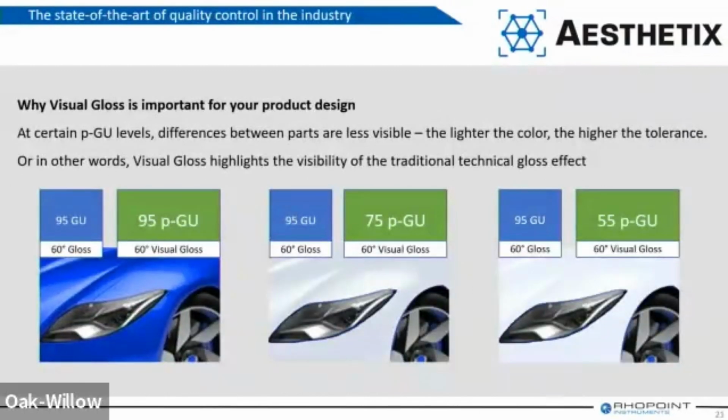For those cars which we saw with a glossy clear coat on them, they all have the same technical value in blue, but the perceived gloss value matches our eyes. So for the dark one, the perceived value and the technical value match quite closely, but for the white one, it can be almost half.